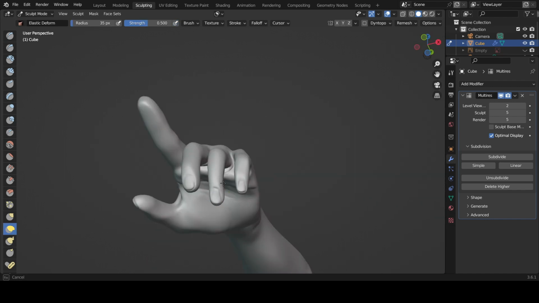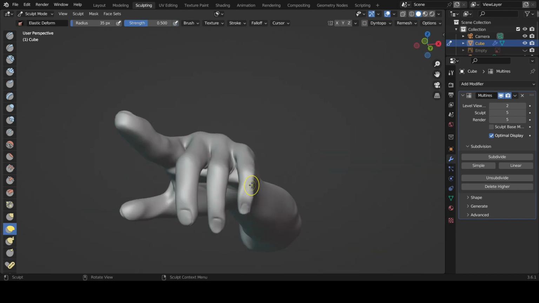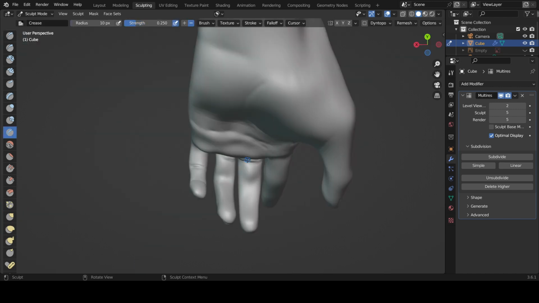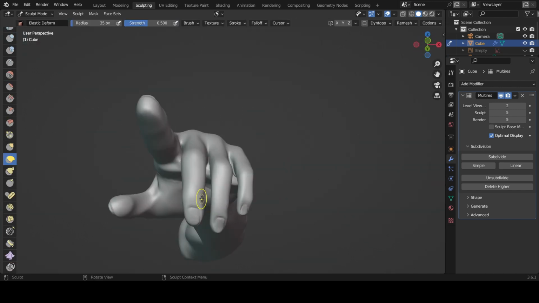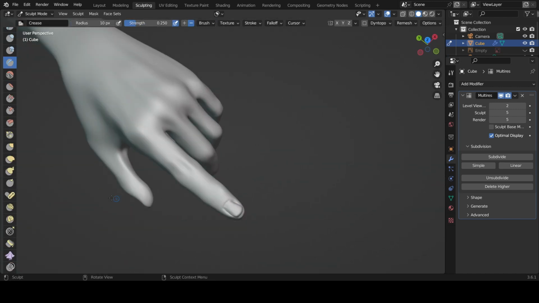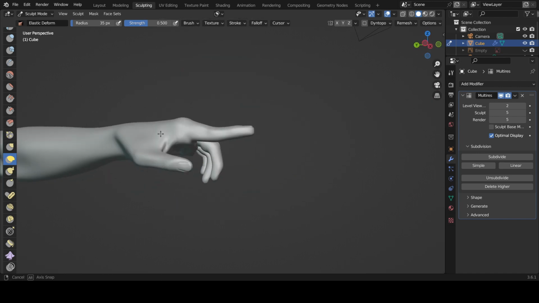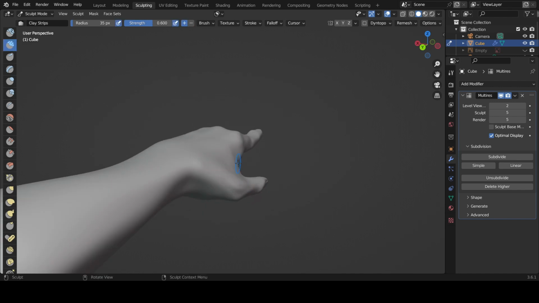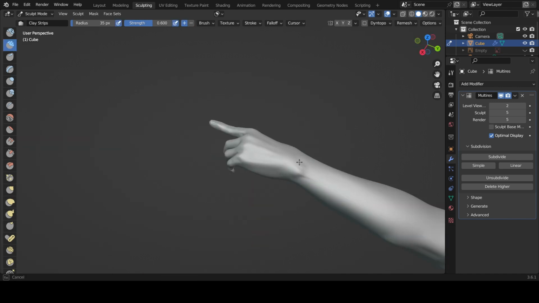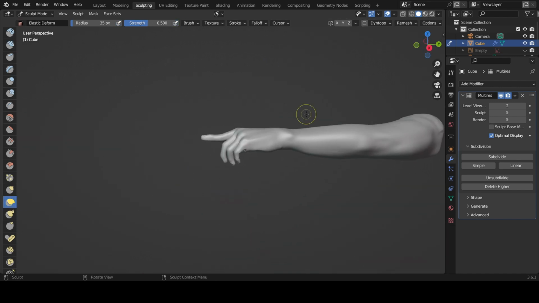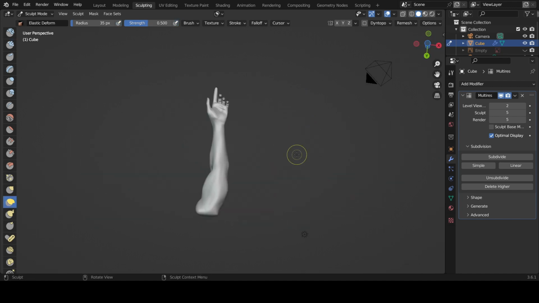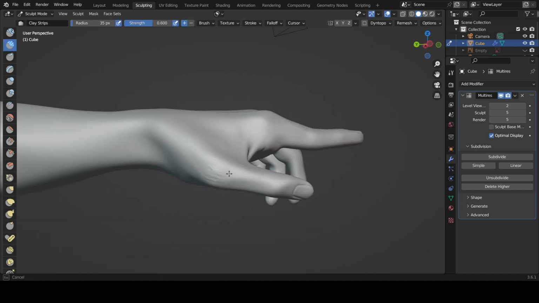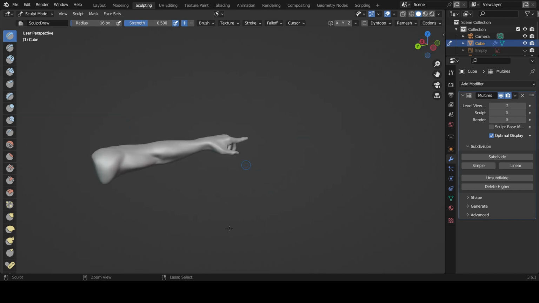Here also, I'm just going over what I've done originally with the clay move brush, and I'm just moving things around, trying to perfect the silhouette and the general shape to make it look precisely hand-like.